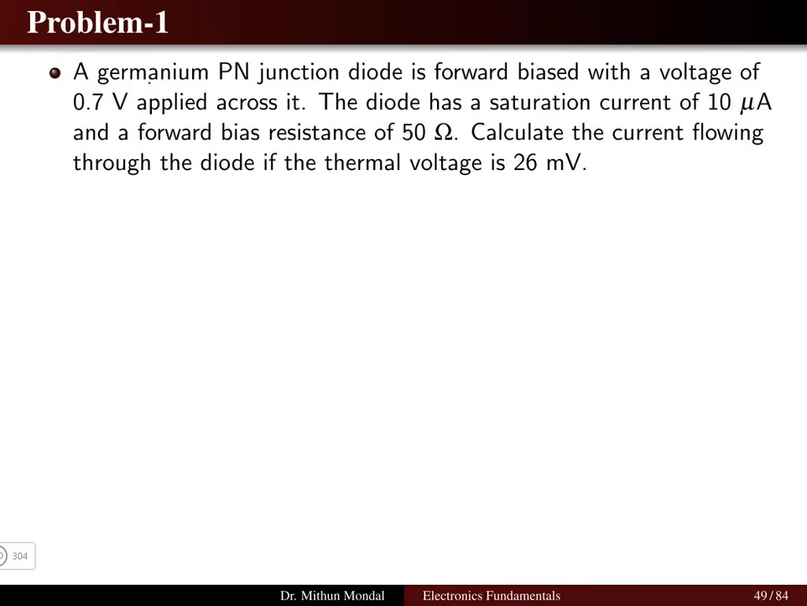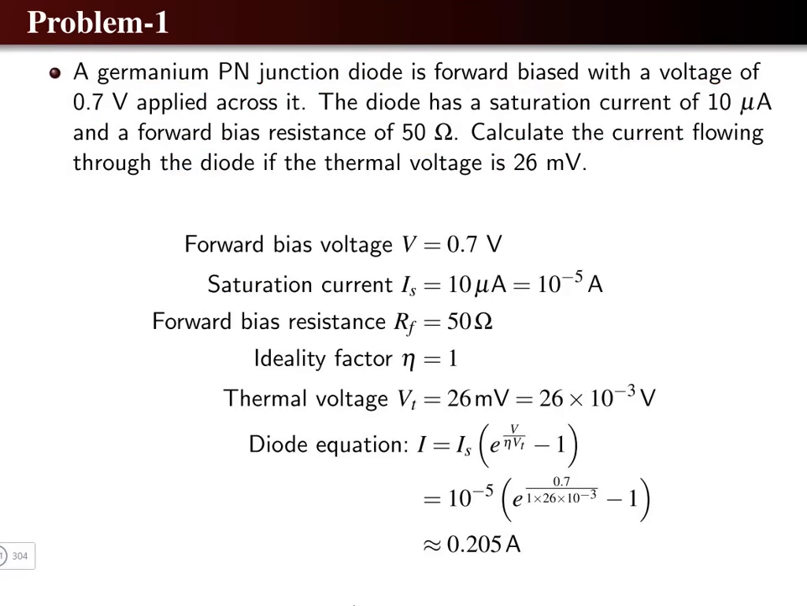If we have a germanium PN junction diode which is forward biased with a voltage of 0.7 volt applied across it, the diode has a saturation current of 10 microampere and the forward bias resistance is 50 ohm. Calculate the current flowing through the diode if the thermal voltage is 26 millivolt. So the given conditions: the forward bias voltage is 0.7 volt, the saturation current is 10 microampere, and the forward resistance is 50 ohms.